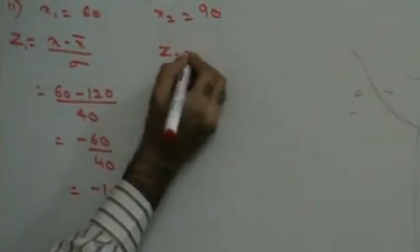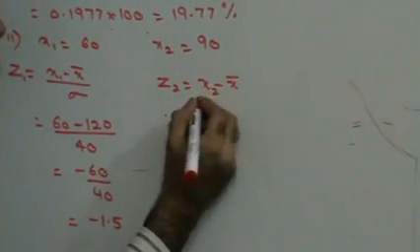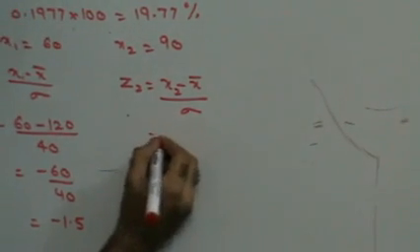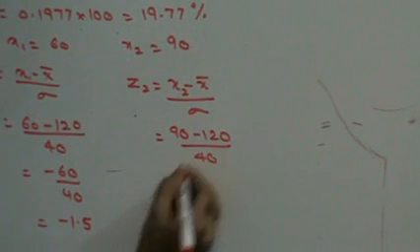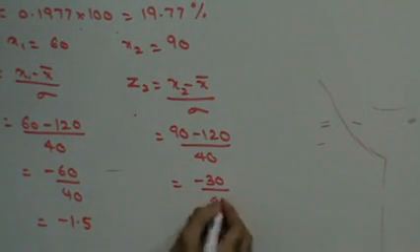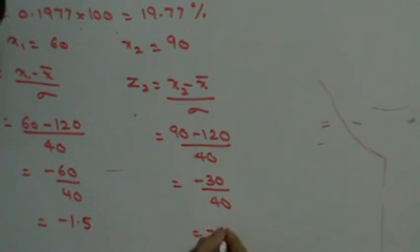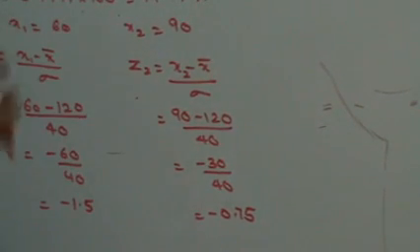Similarly here I can find out z2. This was x1, x2 minus x bar upon standard deviation. So that's 90 minus 120 upon 40. 90 minus 120 is minus 30 upon 40. That's minus 0.75. Right? Now I need to draw a bell curve for this.